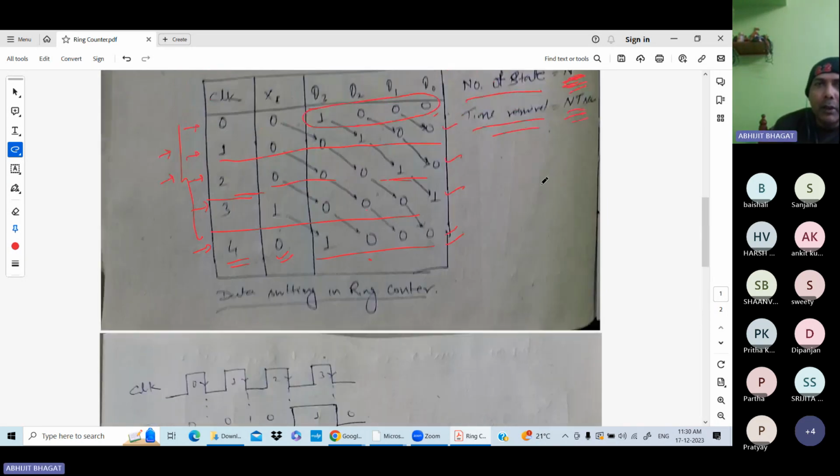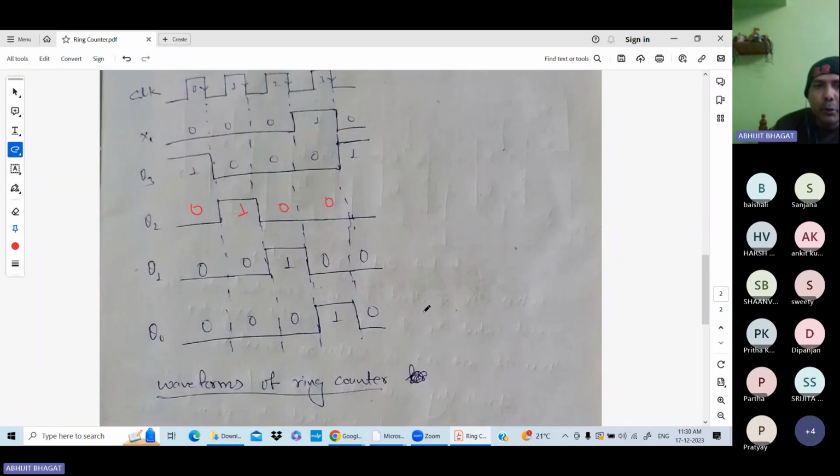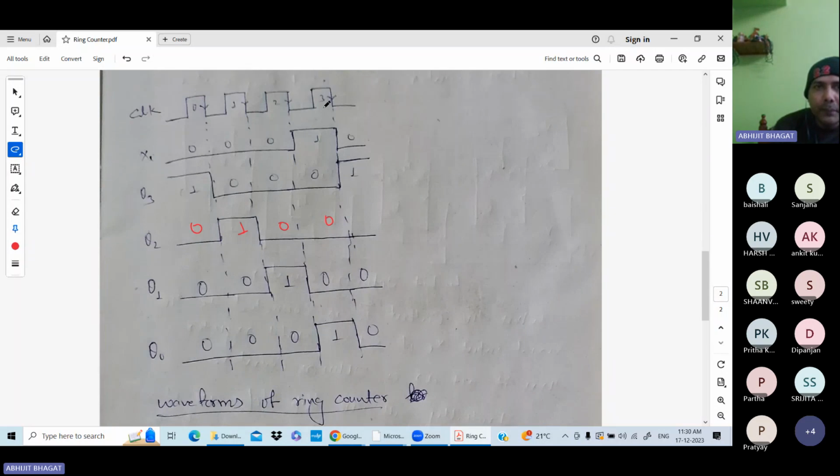Same for the Q0, you can see in first clock 0, clock 1, clock 2 it is 0. At clock 3 it is 1. Then again at clock 4 it is 0. Clock 3 it is 1, you can see. So your Q0 is 1 at clock 3. At clock 3 it is 1, and before that it is 0, and after 0.